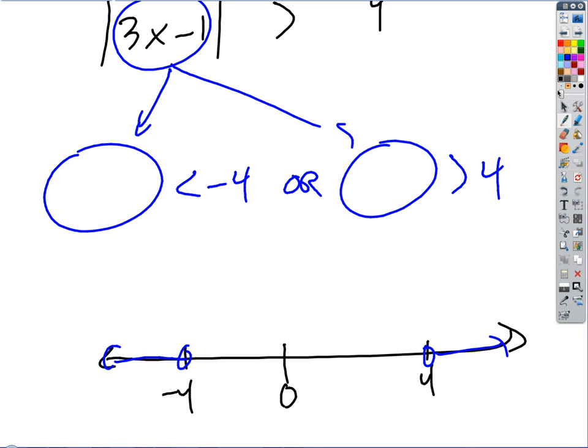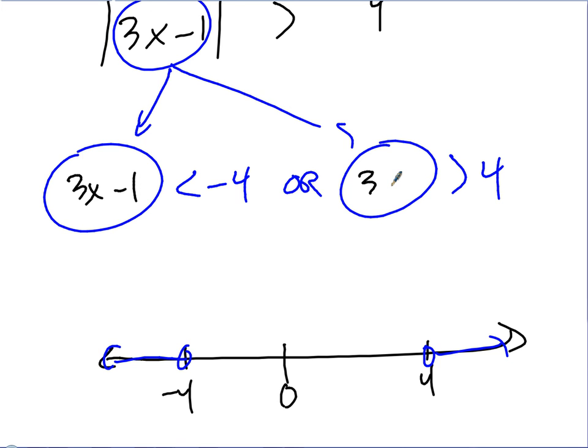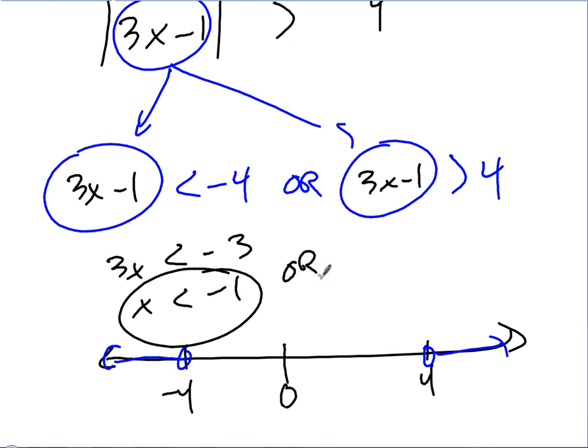Well, what's in there? 3x minus 1. So now we just do the math, right? In both cases, what do I do to get the x by itself? Add 1. Good. So I get 3x is less than -3. So x is less than -1. There's half my answer. Or if I add 1 here, I get 3x is greater than 5. Divide by 3, x is greater than 5/3. As a decimal, it'd be 1.6 repeating, but we will leave it as a fraction, 5/3. So there's my answers.